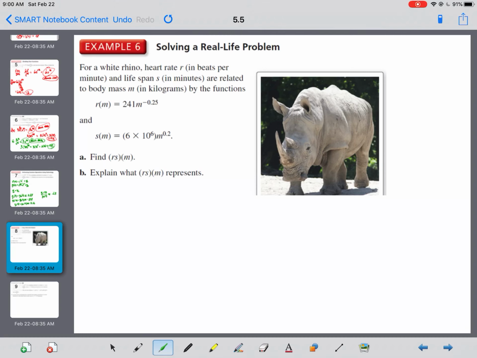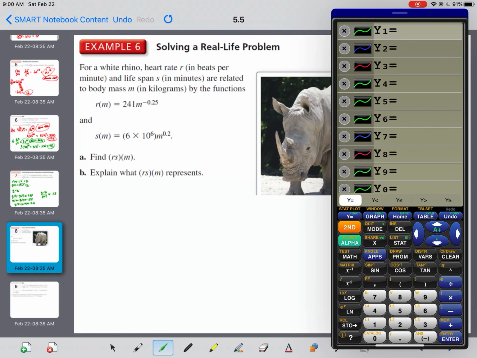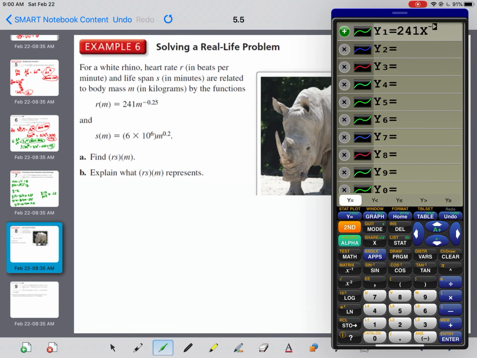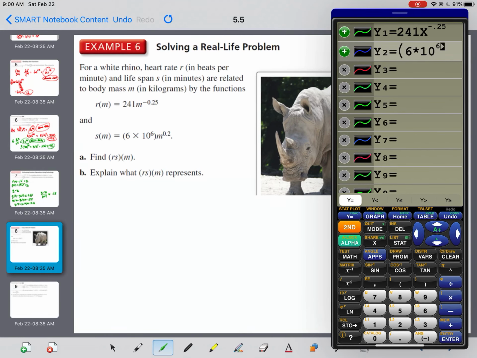So, I'm going to go to the calculator. Y=, I'm going to clear out these guys, and I'm going to put in the first one: 241 x to the negative 0.25. And the next one is parentheses 6 times 10 to the 6th, close, x, and we are to the 0.2.